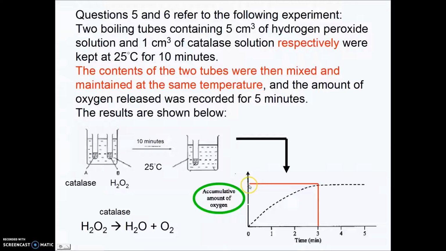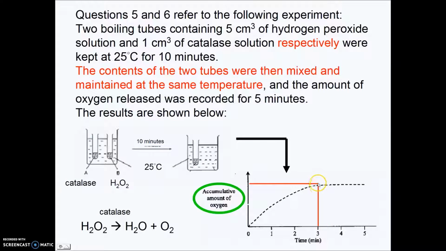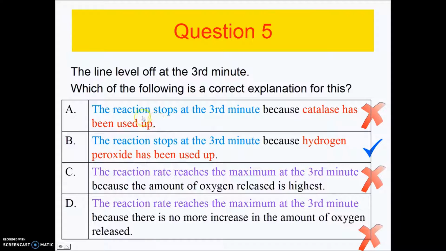level. So what does it imply? It implies the reaction is finished. So the case is that for question 5, the line levels off at the 3rd minute. At the 3rd minute, it levels off, reaches the maximum level. So in this case, the reaction stops at the 3rd minute. The reaction reaches the maximum.